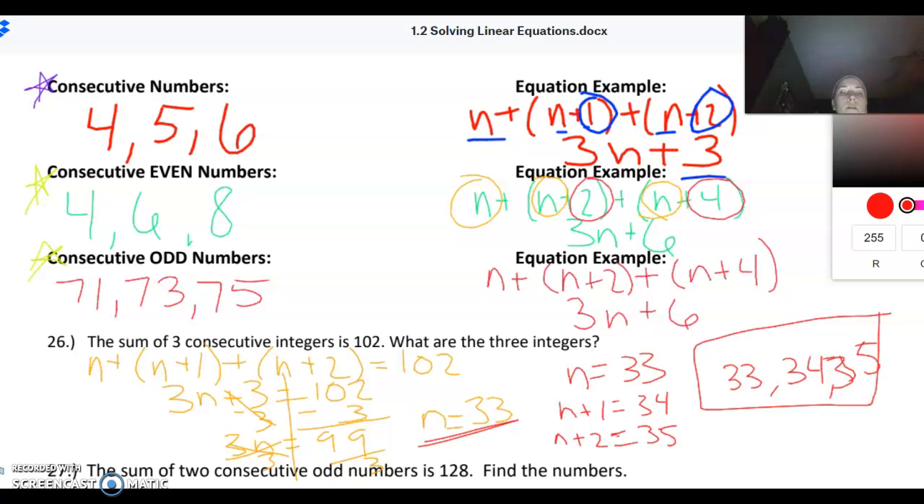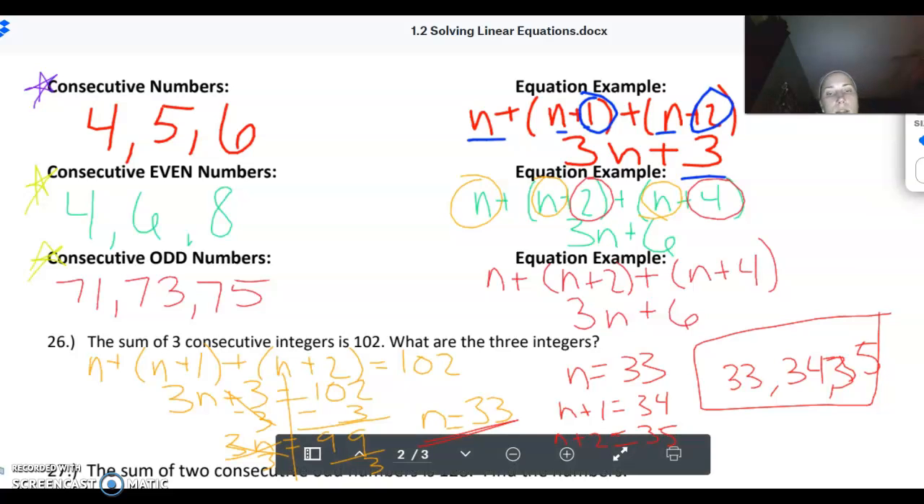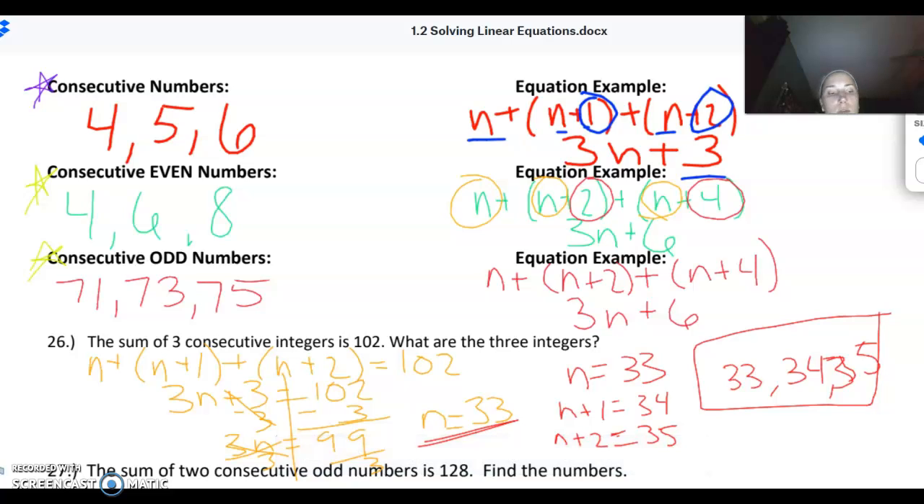All right, so I'm going to erase. You guys are welcome to pause if you need to catch up or rewind. I am going to move down to number 27.